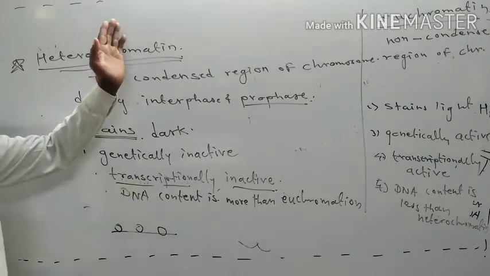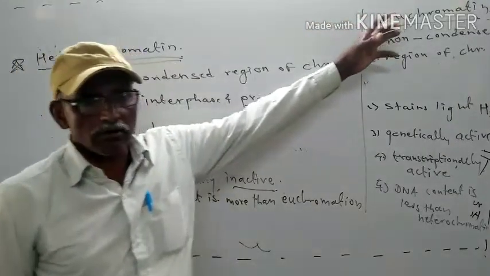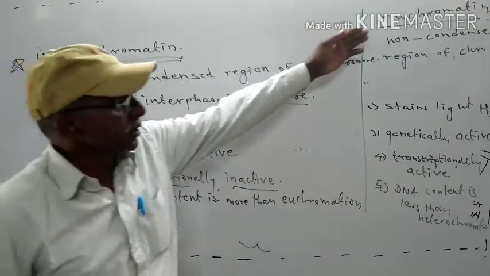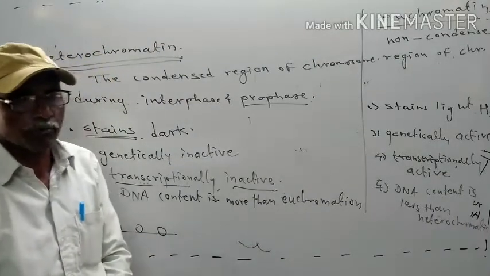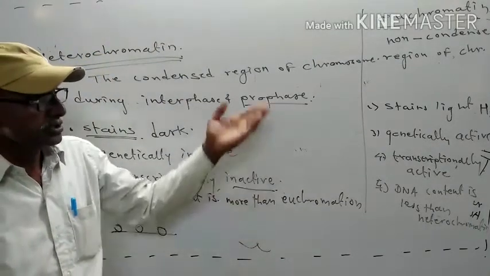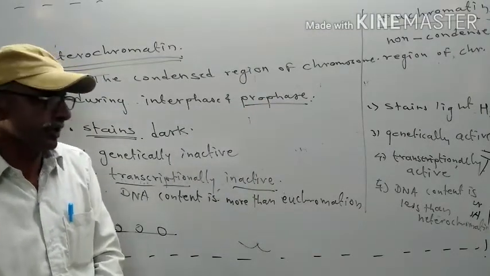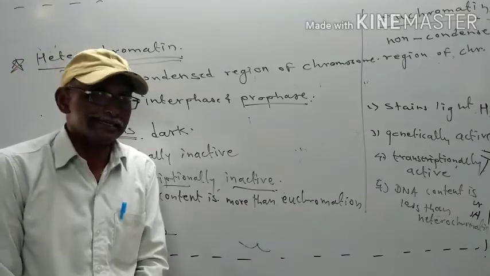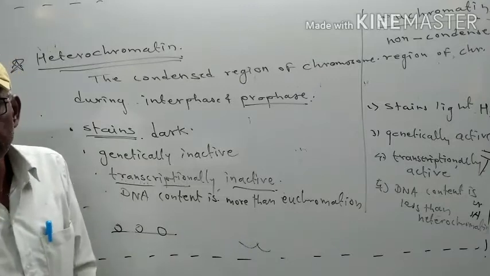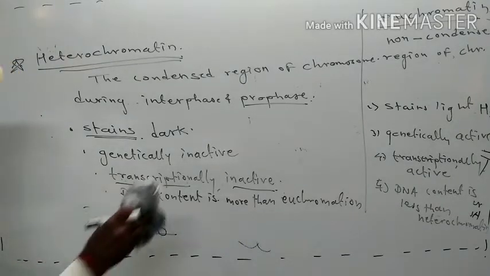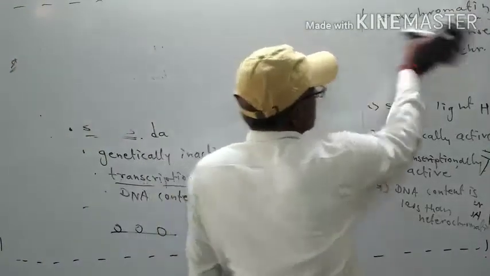So, between heterochromatin and euchromatin, the main points for euchromatin are: it is the non-condensed region of the chromosome, it is a genetically active and transcriptionally active region, and its DNA content is less than that of heterochromatin. So this is the heterochromatin and euchromatin. Now we will see the next point.